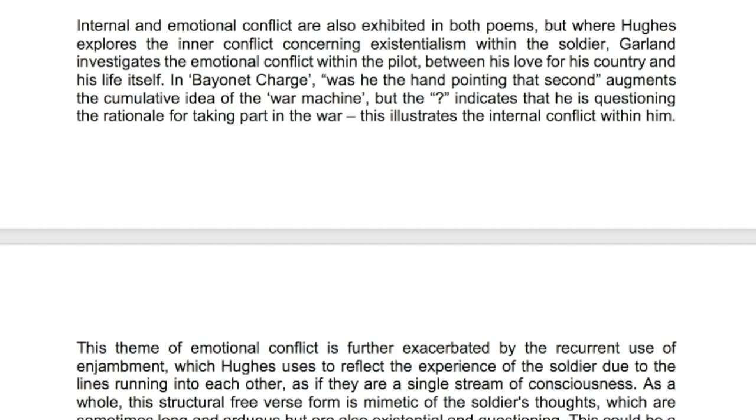In Bayonet Charge, the hand pointing that second augments the cumulative idea of the war machine, but the question mark indicates that he's questioning the rationale for taking part in the war. This illustrates the internal conflict within him.